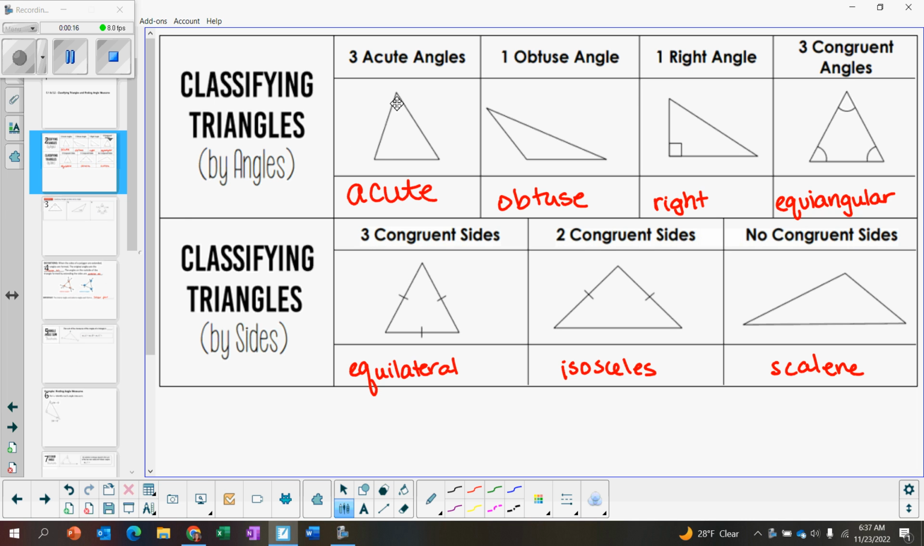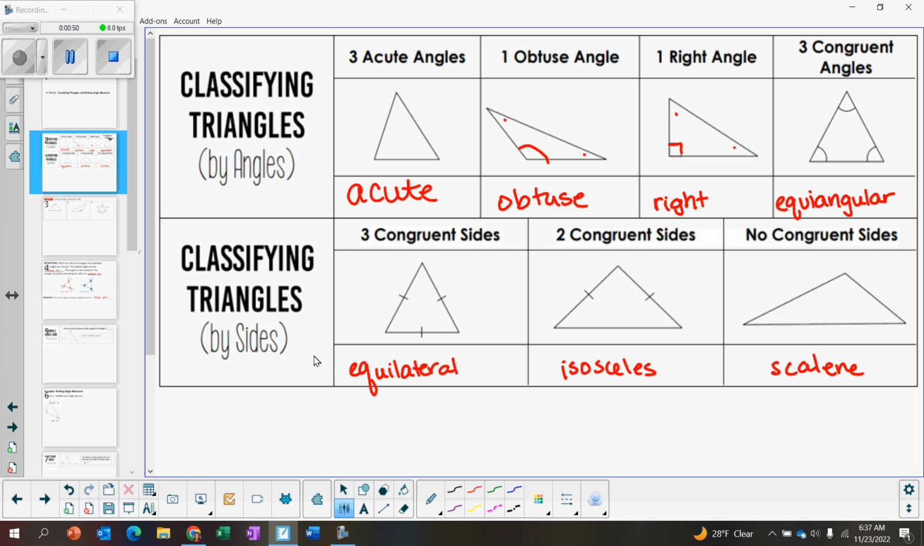If it has 3 acute angles, that is considered an acute triangle. If it has one obtuse angle, the other 2 angles are acute, but we have one obtuse angle, that automatically makes it an obtuse triangle. If we have a single right angle, and the other 2 angles are acute, it's considered a right triangle. And if all 3 angles are acute, and they're specifically congruent to each other, we would call that equiangular. Equal angles, equiangular.